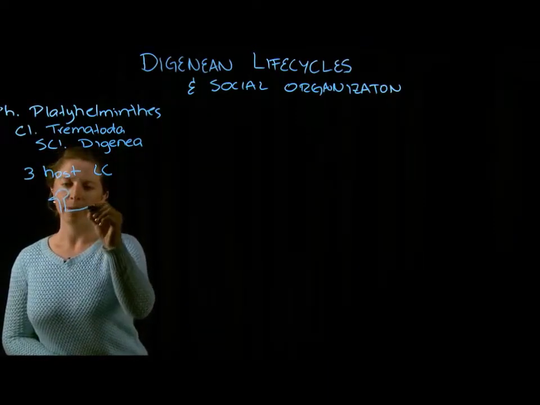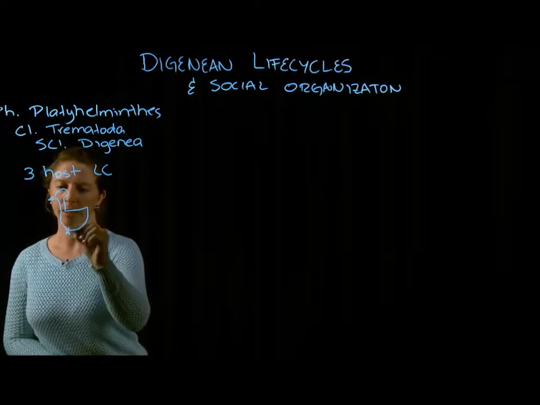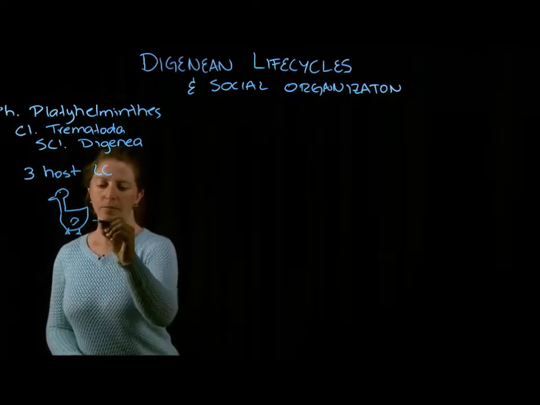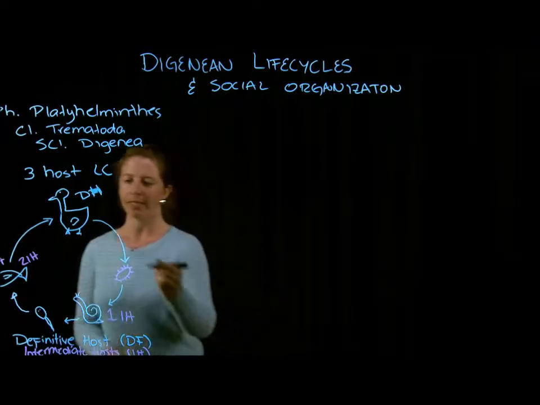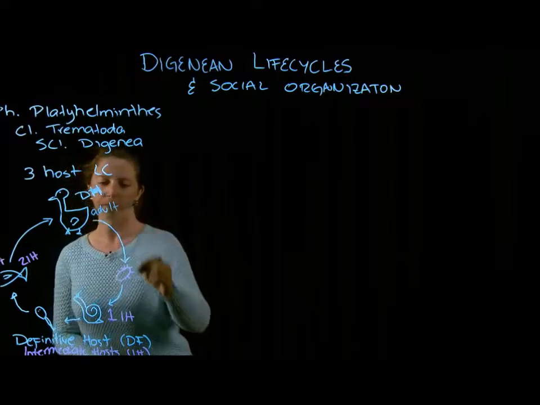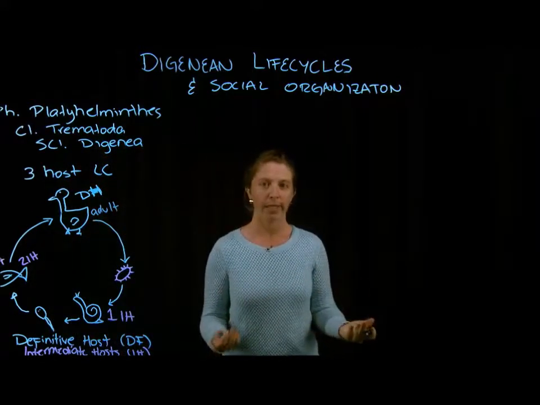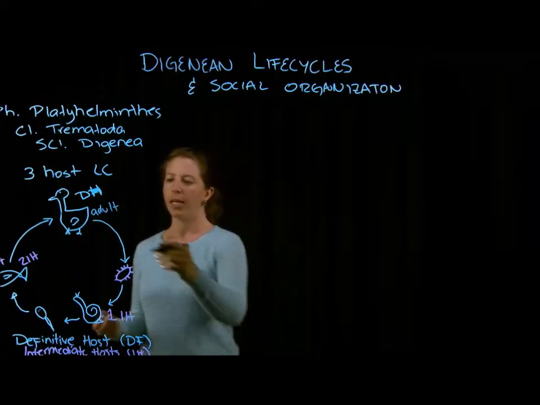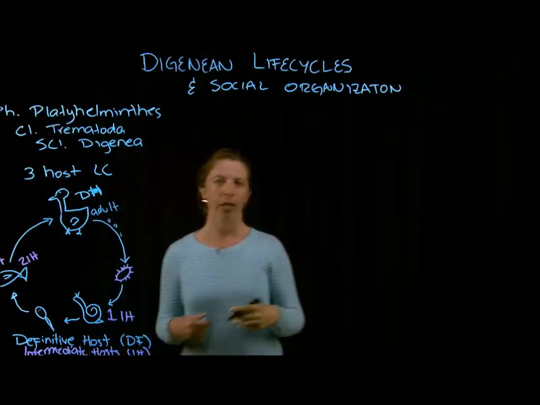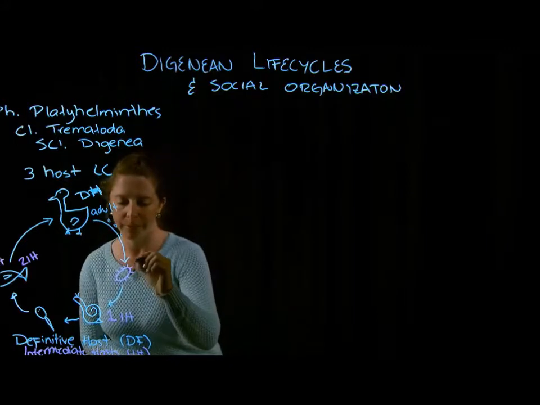So we start with the vertebrates. For example, here we have some birds. Don't make too much fun of my drawings. In the vertebrate host, as I said, we have the adult Digenean. It reproduces sexually inside the vertebrate host, and the eggs are released out with the feces. They fall into the water, and out of the eggs hatches the miracidium.